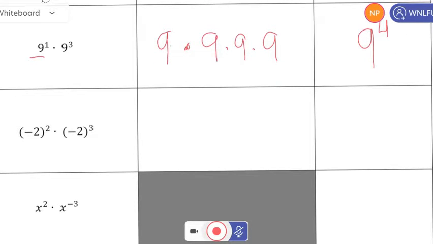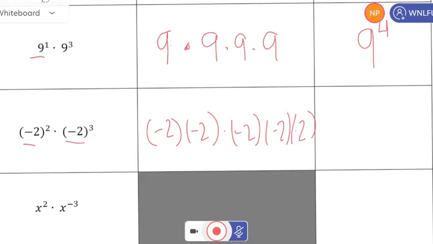Okay, next one, we have negative 2 to the 2nd times negative 2 to the 3rd. So I should notice that I have the same bases of negative 2. The first one is negative 2 to the 2nd, means I need to multiply negative 2 2 times, times negative 2 to the 3rd. So I need to multiply negative 2 3 times. So I have a total of 1, 2, 3, 4, 5 negative 2s. So negative 2 to the 5th power.